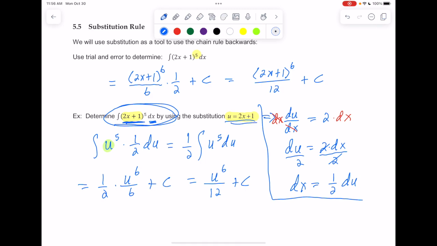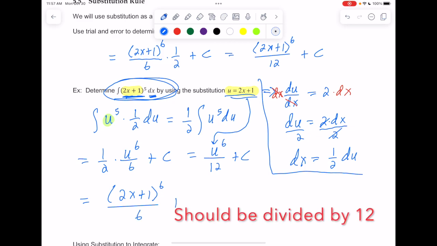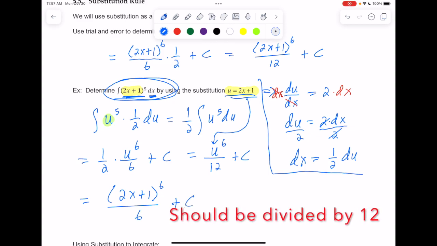So I take this and I say, well, wait a minute, we know what u is. U is 2x plus 1, so let's plug that 2x plus 1 back in there. And if I do that, I get 2x plus 1 to the sixth divided by 6 plus c. Notice that's the same answer that we got above when we just kind of wrestled with it.